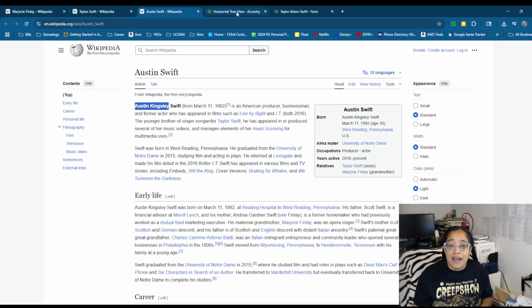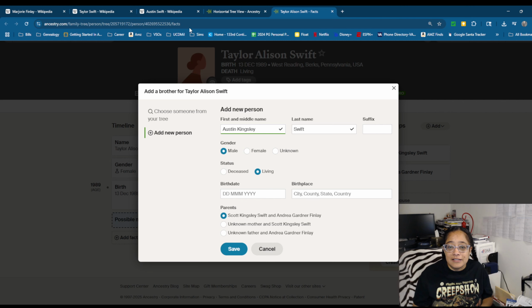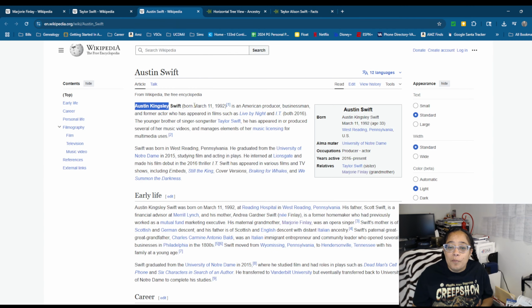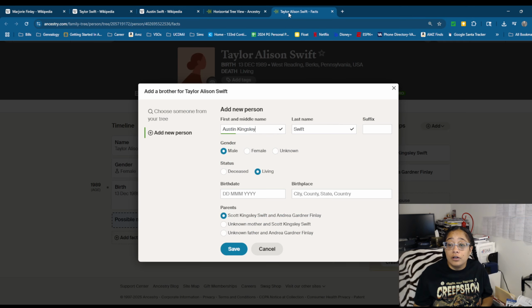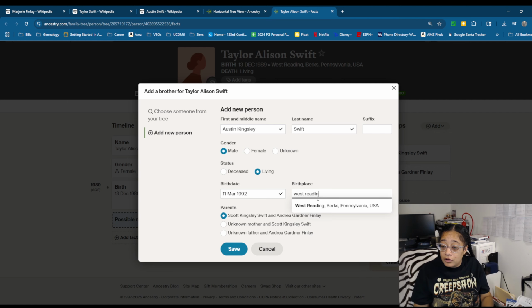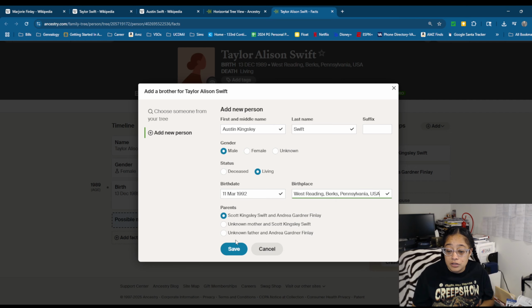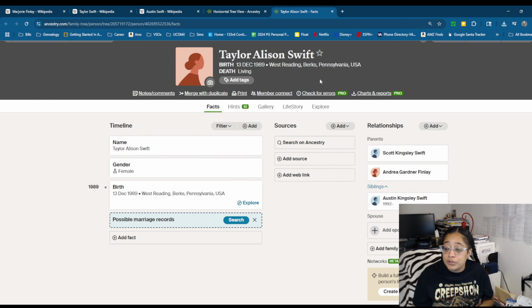We've got his name, successful in his own right. March 11th, 1992. And if we look down further, he was also born in West Reading. Okay. There we go. March 11th, West Reading. Okay, so we've got him in there now, which is fabulous.